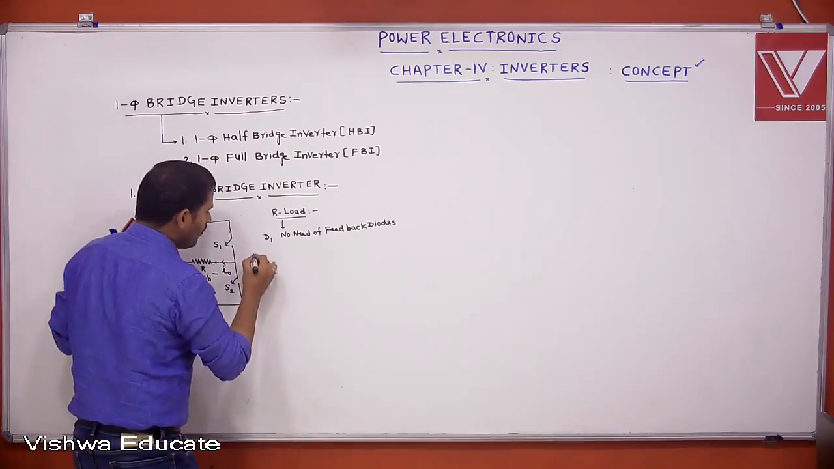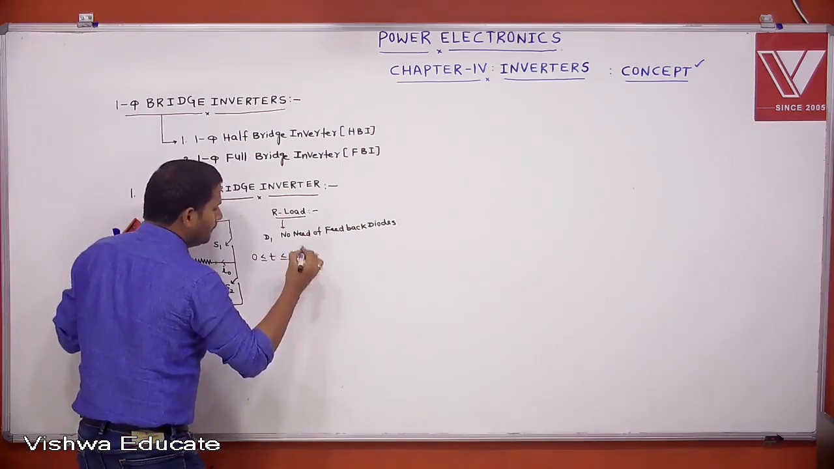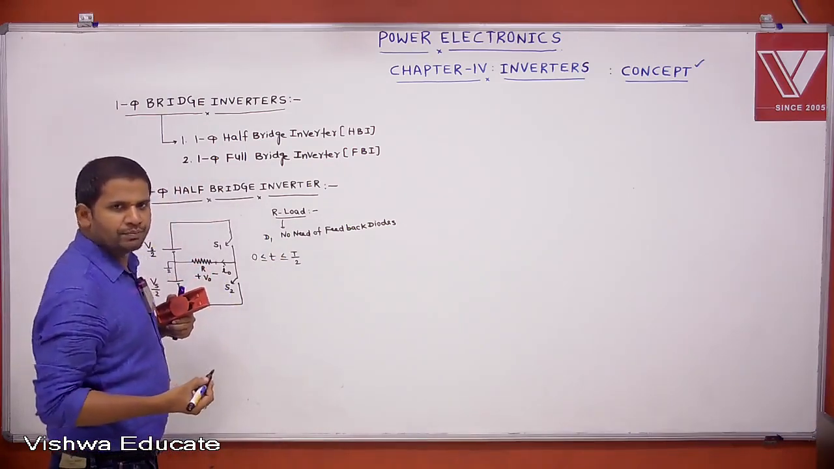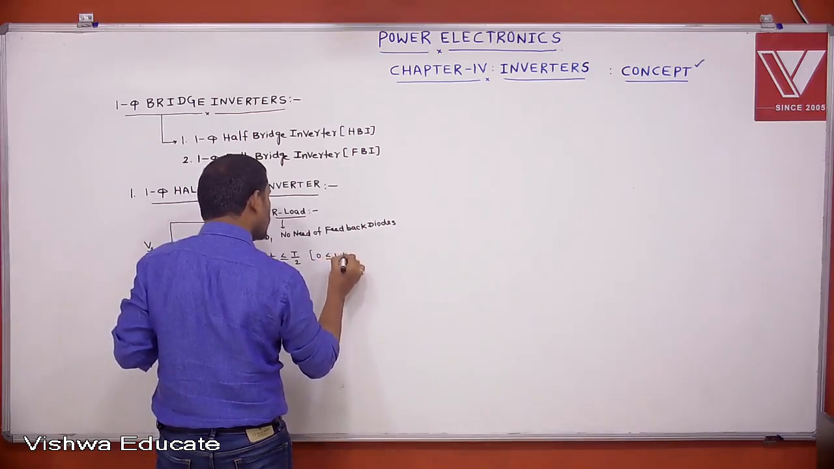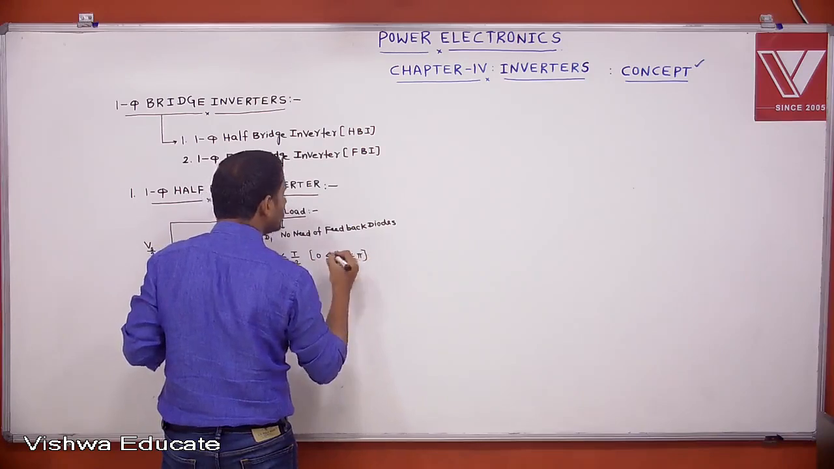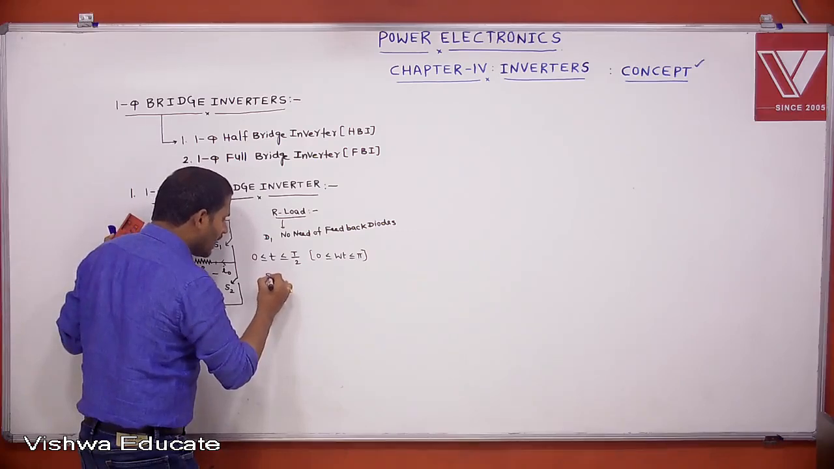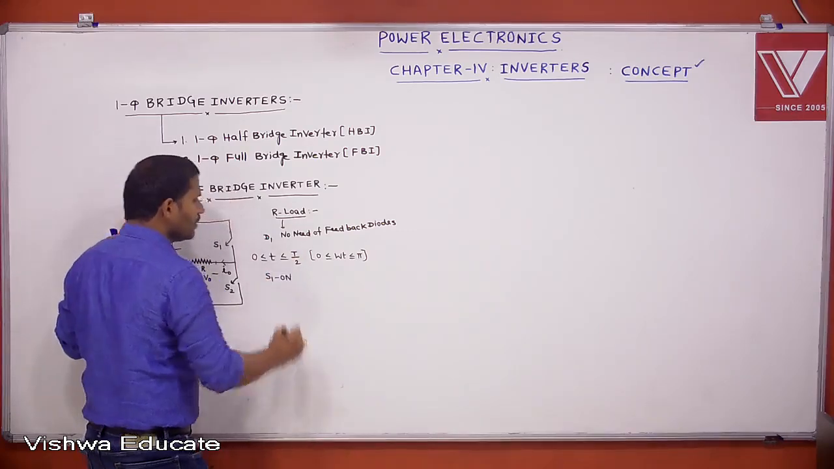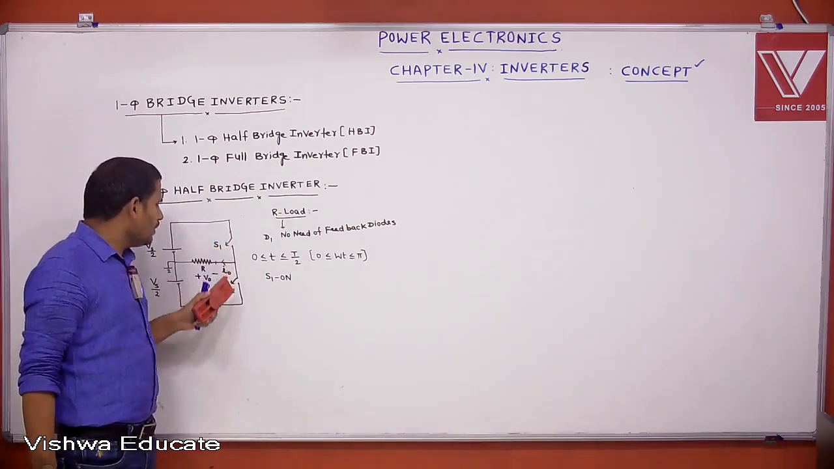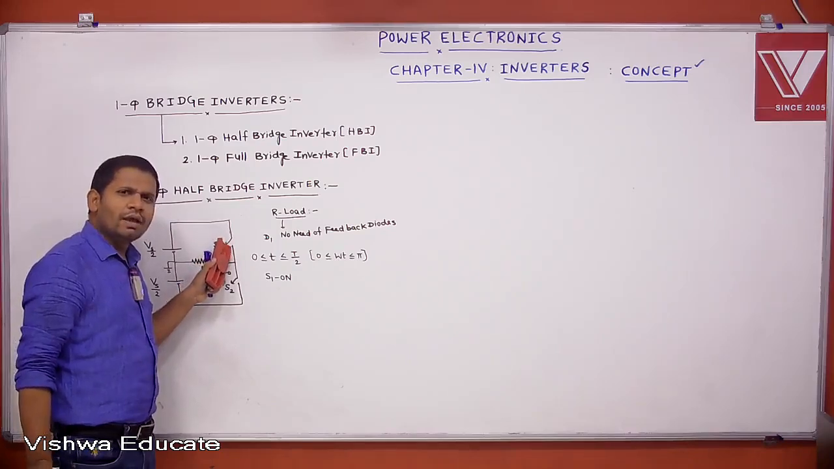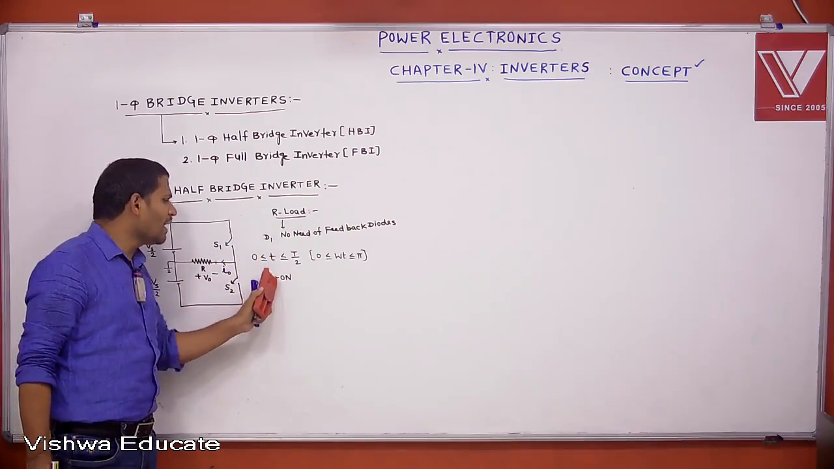Let for 0 less than or equal to t, less than or equal to T by 2, means in terms of omega t, 0 less than or equal to omega t less than or equal to pi. During this time, I will turn on S1. But still I am not turning on S2. Based on your requirement, we can turn on either S1 or S2. Now for 0 to T by 2, I will turn on S1 only.